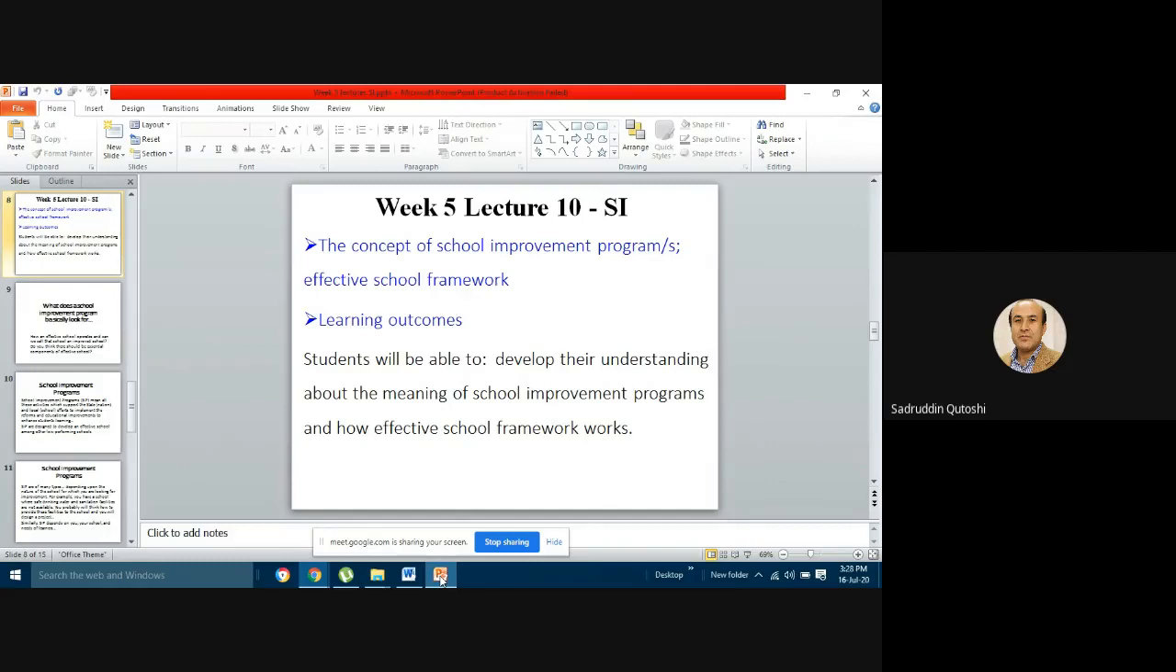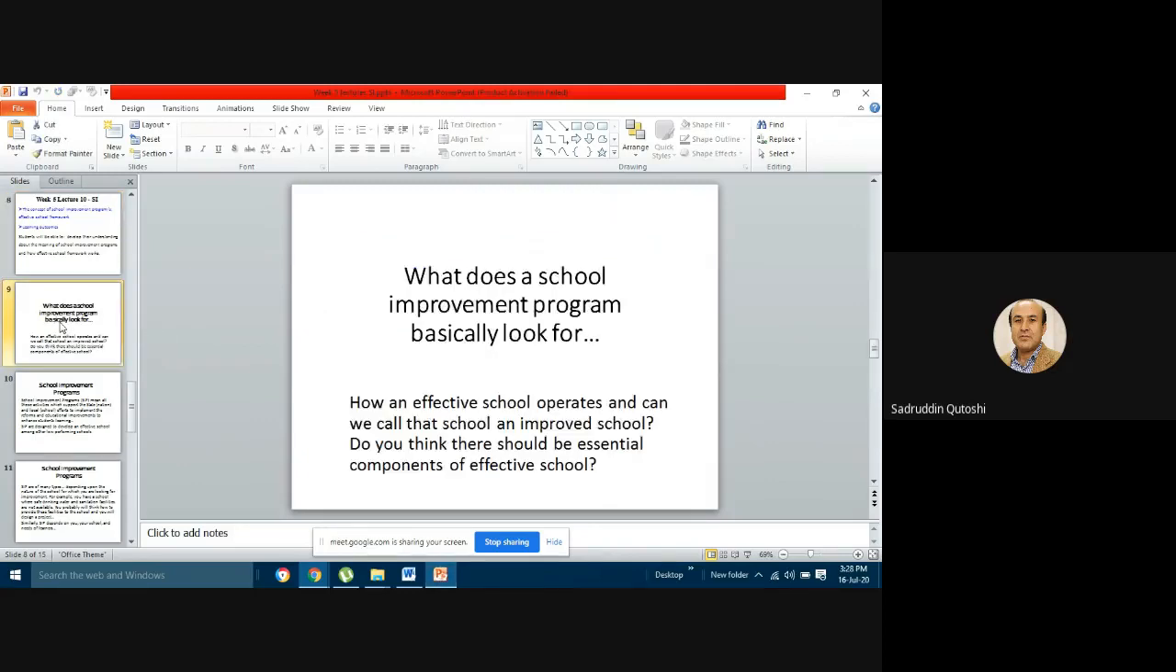So after completing this particular lecture, at the end, we will be able to understand the meaning of school improvement programs. What do you mean by a program? What do you mean by a school improvement program? How is that program linked with the concept of the effective school framework, in light of improving student learning outcomes? So in this lecture, we will look at how we can make sense of school improvement programs.